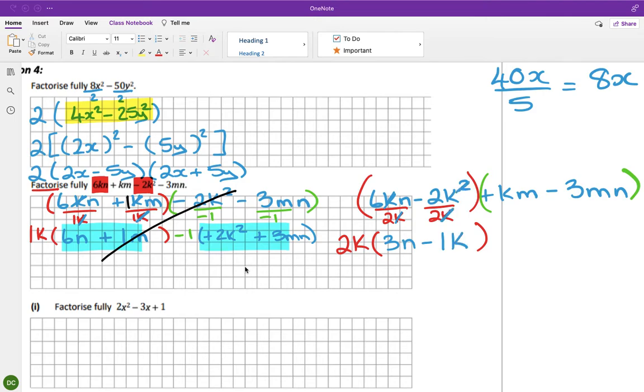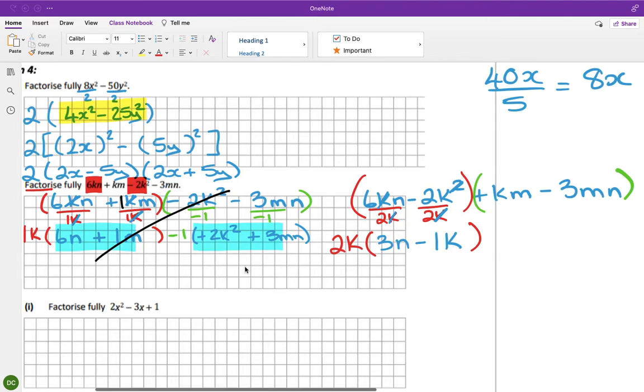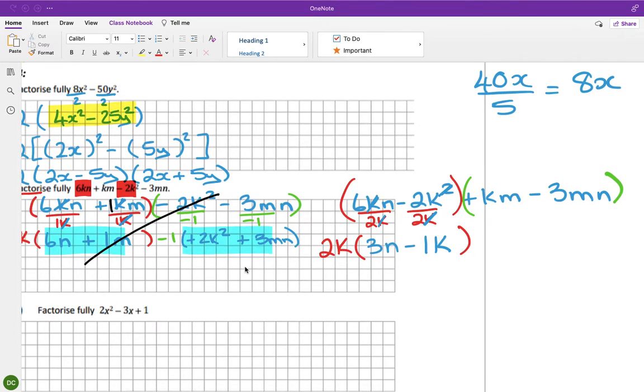Yeah? Then for the green, there's an invisible 1 here. So I'm going to go plus 1m. And I'm going to divide by plus 1m, and divide by plus 1m, and open my bracket. So 1 divided by 1 is 1. The m's cancel, and I have a k.